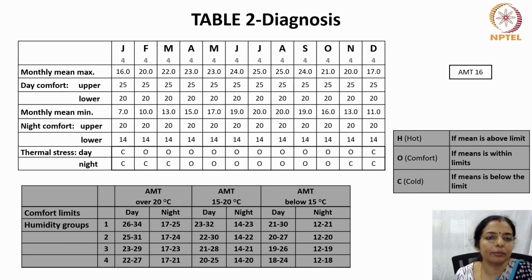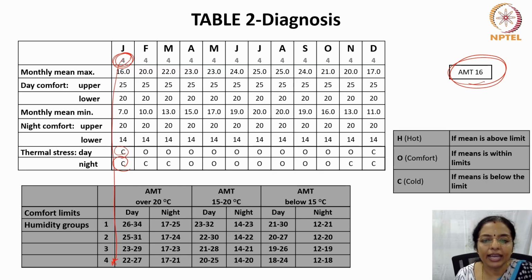So when I see the diagnosis table as a combination of AMT and humidity group, I have entered the thermal stress based on the combination of this. So this is 4 and 16 will fall here.